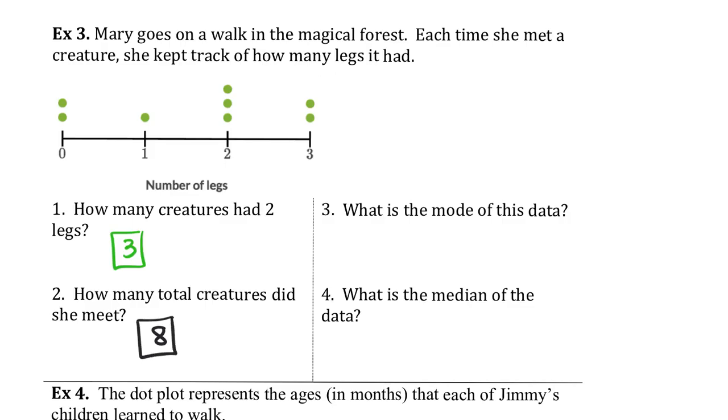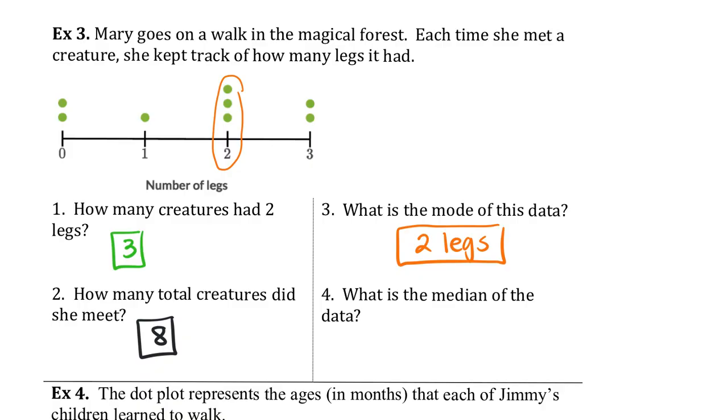Okay, what's the mode of this data? Can we see it? Yeah, 2 had 0 legs, 1 had 1 leg, 3 had 2 legs, and 2 had 3 legs. So this is the mode. Most of the animals, the largest number of animals with a certain number of legs, were 2 legs, because 3 had 2 legs.